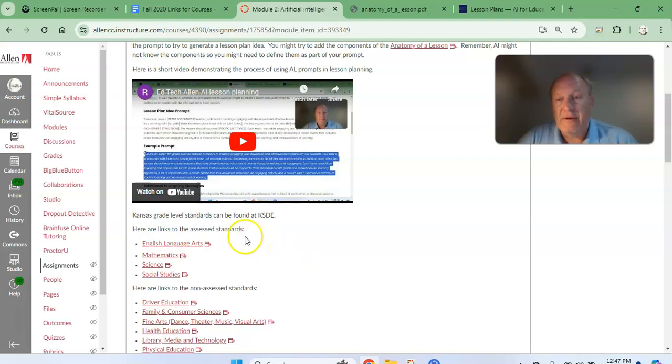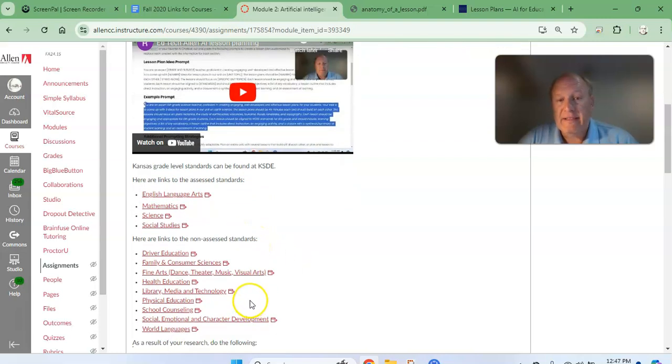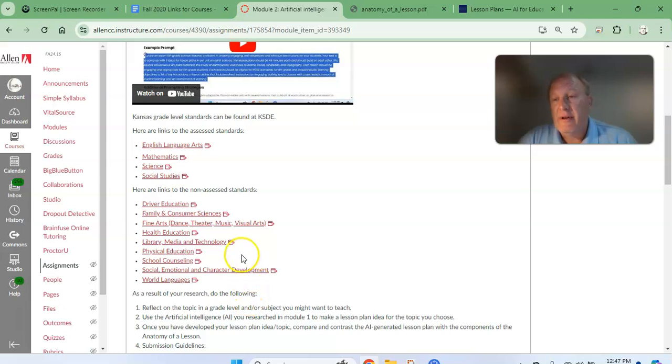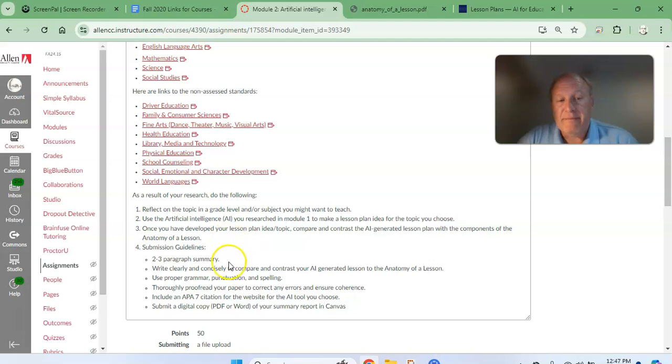If you want to know where your standards are, you can find the standards here in Kansas. If you're from another state, let me know. If you can't find them, I'll help you find your standards. And then here's your assignment, and kind of what you're going to be doing.